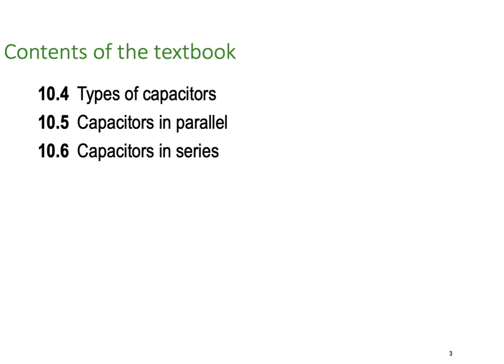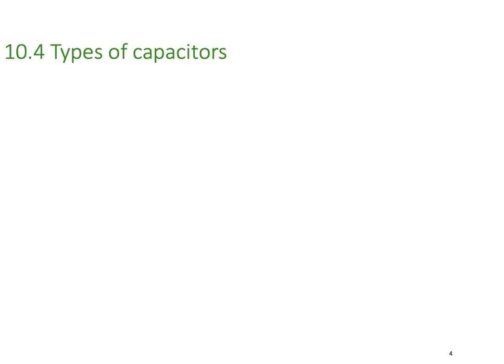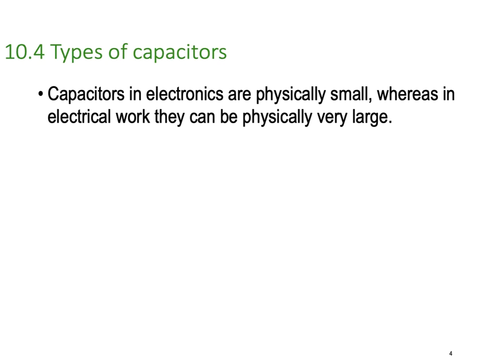So, the contents of the textbook. We're using Philips' textbook of electrical trade principles, and sections 10.4, 10.5 and 10.6 from the text: types of capacitors, capacitors in parallel and capacitors in series. Types of capacitors is the first thing we're going to look at.